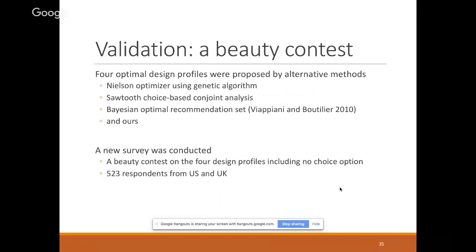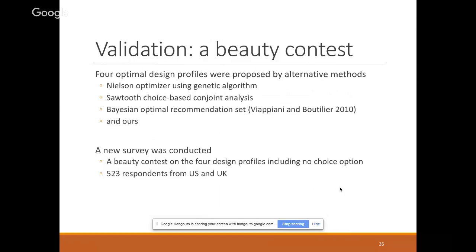So we conducted a separate experiment, which can be viewed as a beauty contest. The collaborating manufacturer actually ran 3 additional experiments with 3 different methods. One was a Nielsen optimizer using a descriptive genetic algorithm, another was traditional sawtooth choice-based conjoint analysis, and the third was a machine learning method called the Bayesian optimal recommendation set, a typical recommender system published in 2010 in the Machine Learning Journal. And there was ours. So there were 4 different design profiles proposed, one by each method, and all 4 were different from each other.